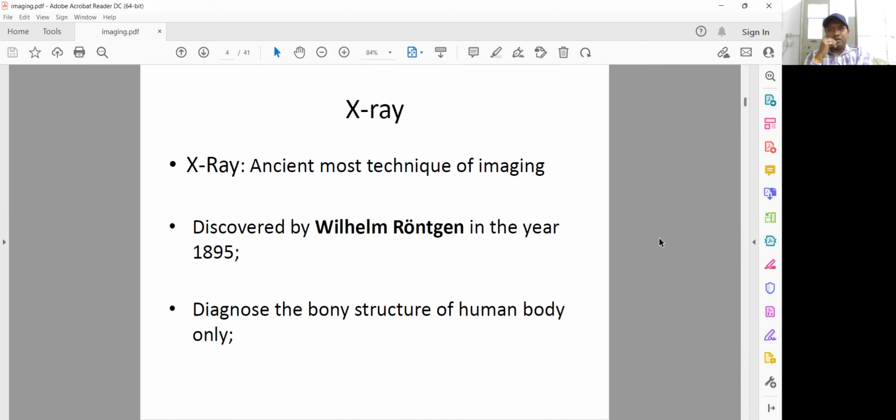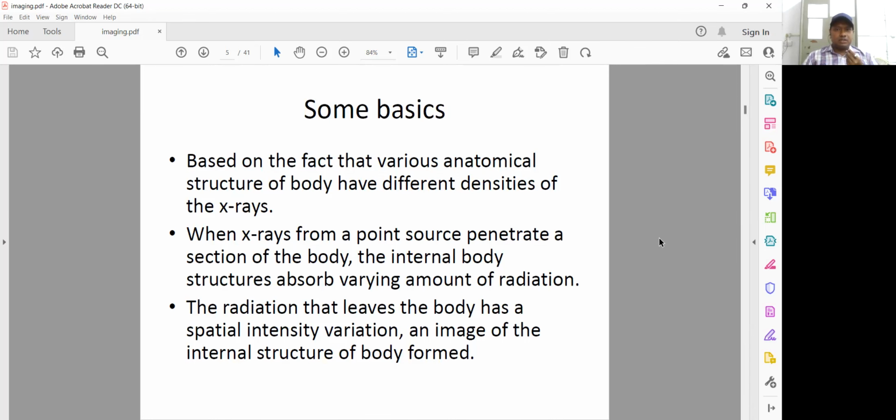Okay, so now some basics of X-ray, based on the fact that various anatomical structures of a body have different densities for the X-ray.